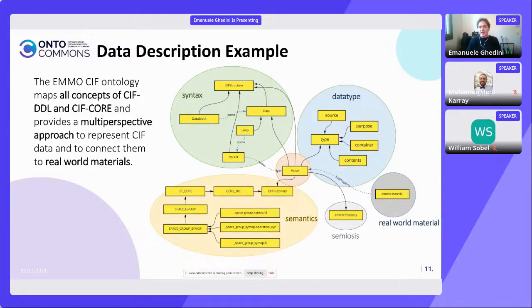And then you can connect this through semiosis, which is another important part of the EMMO. You can connect these things that you describe semantically, syntactically, and in terms of data type to a specific object, which is the material. So my entity, my object that I have on my desk, weighs 1 kilogram. So this is how we combine these perspectives together.